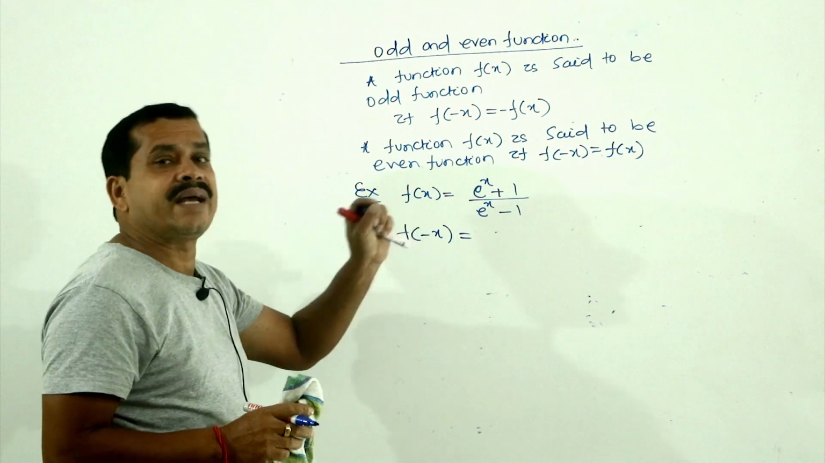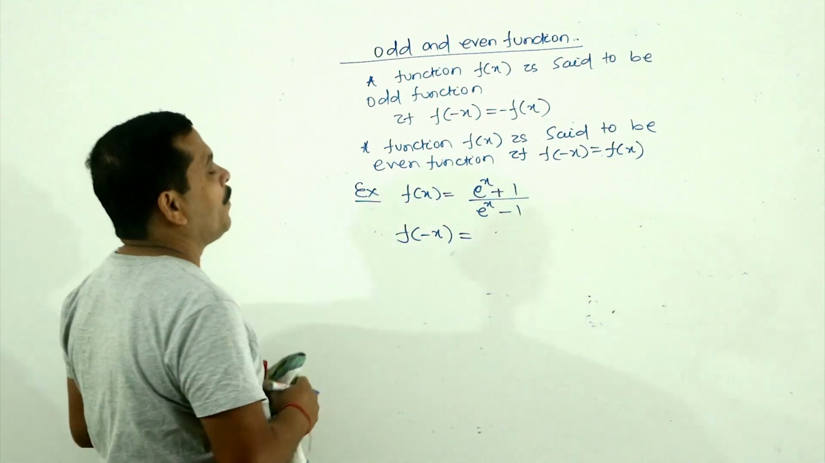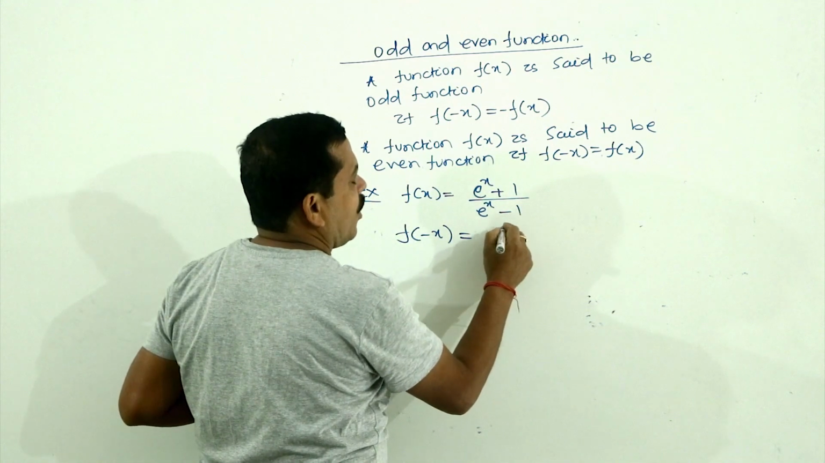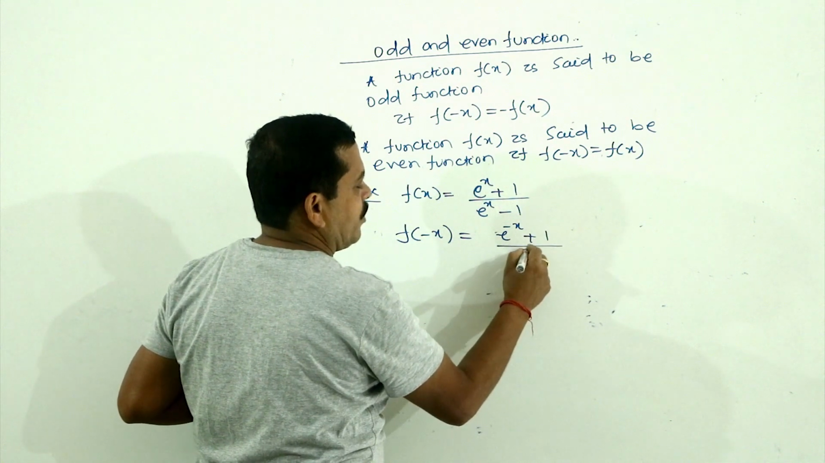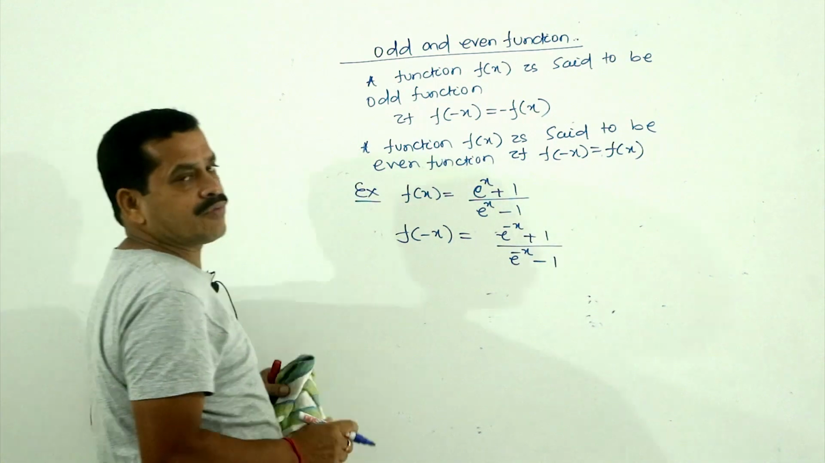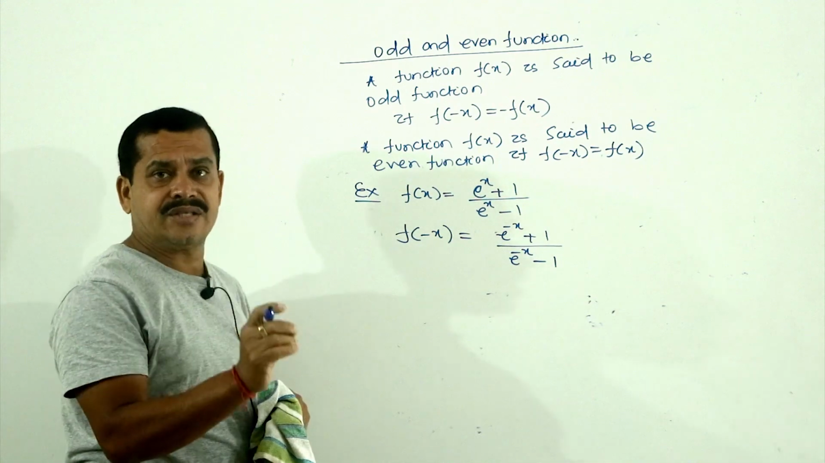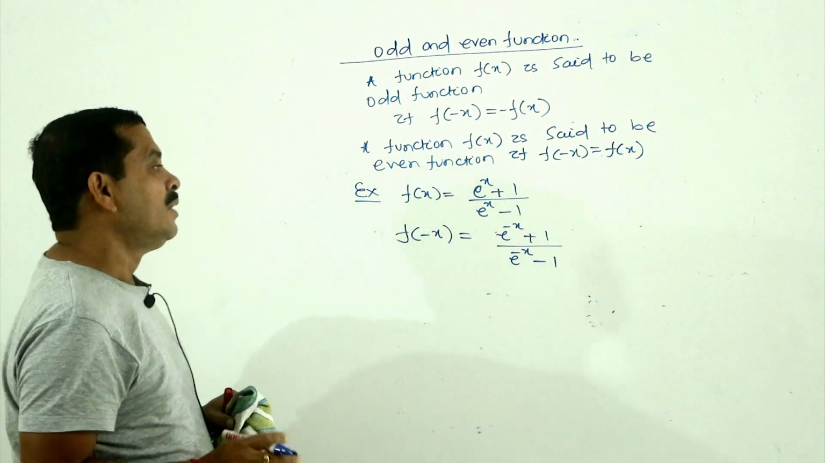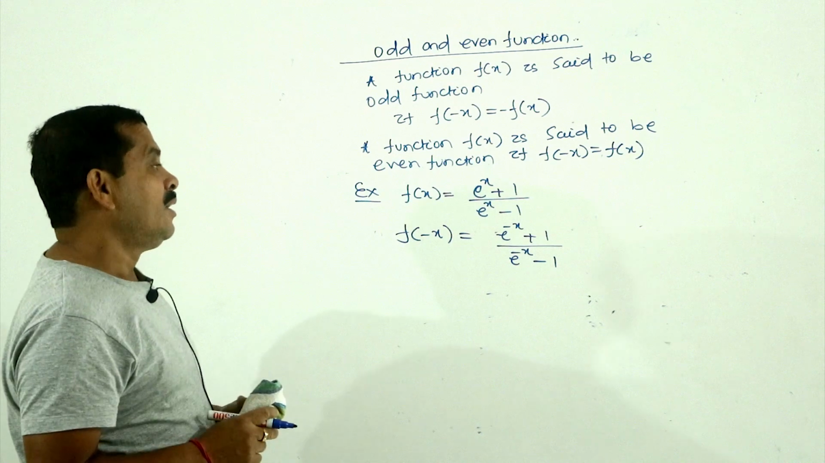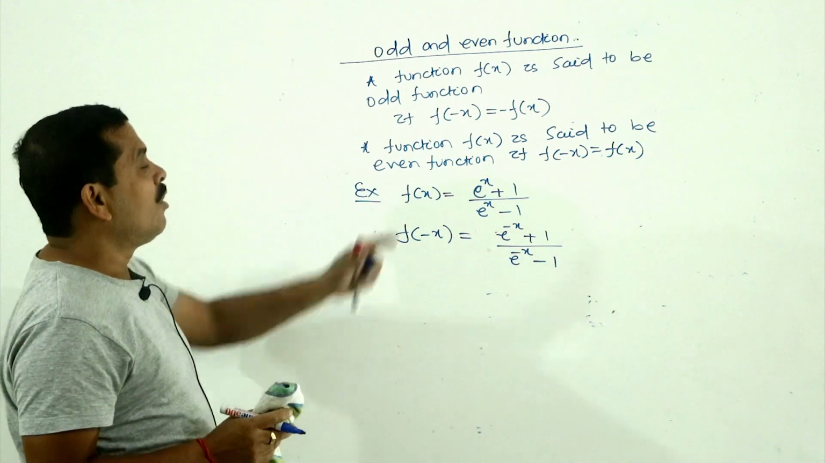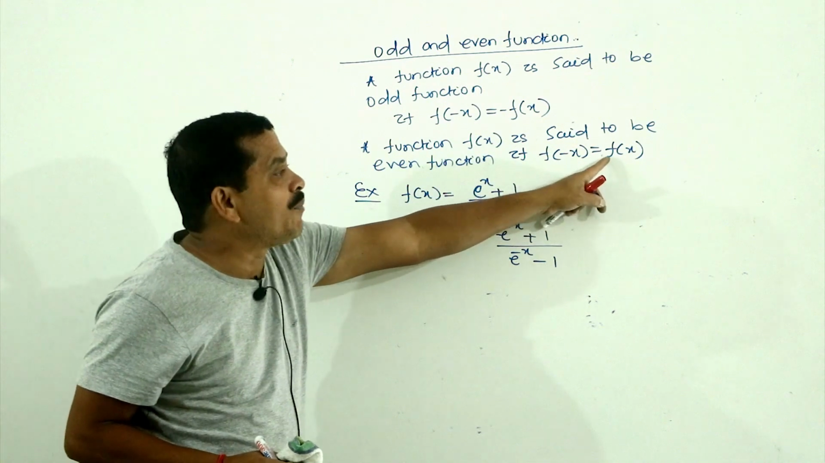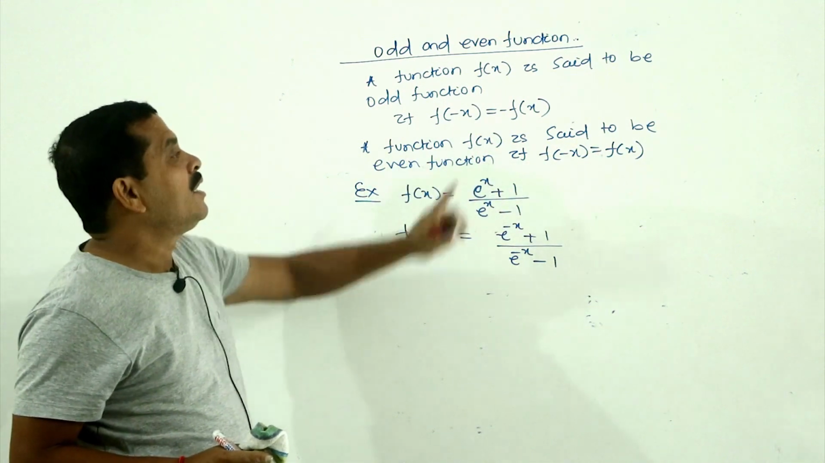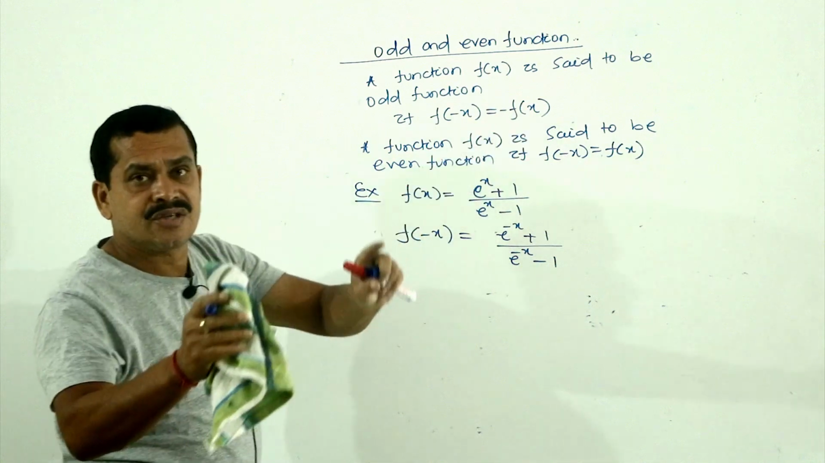So in place of x you take minus x, then you get e to the power minus x plus 1 by e to the power x minus 1. Just replace minus x in place of x. Then you have to simplify, because we have to examine whether it is minus f of x or plus f of x. If it is plus f of x then it is called even. If it is minus f of x then it is called odd.